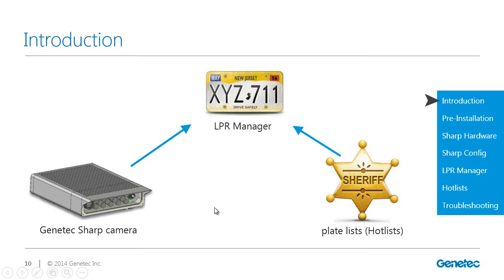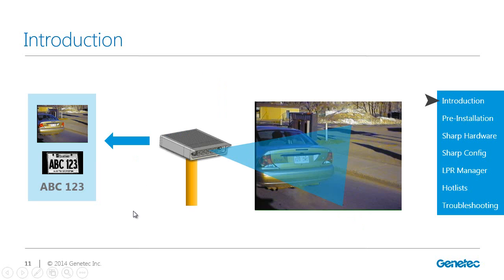Now, when we talk about Sharp cameras, we aren't referring to a particular brand name, but these are the specific cameras that have been designed and built by Genetec. The Sharp camera system separates the plate image processing from the Security Center system and just sends back the information needed to determine if the plate read is on one of the plate lists.